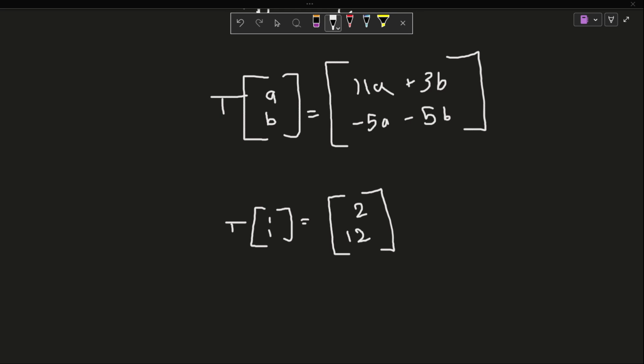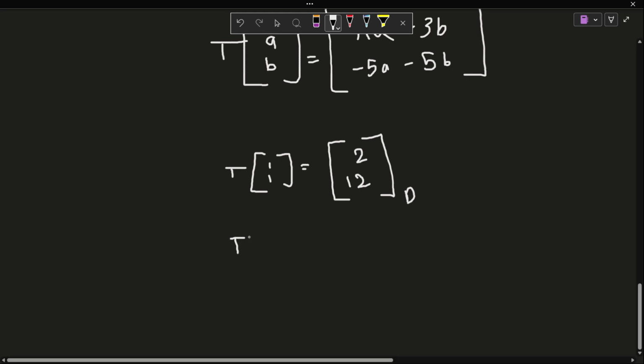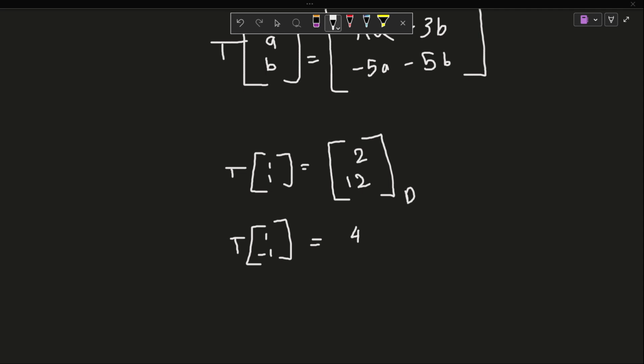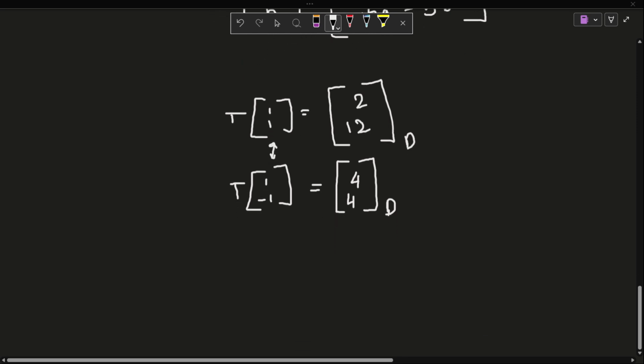Will it give you 212? Yeah, okay, it'll give you 212. And then if you take the other vector in our basis, well then you will get 4, 4 in terms of our basis D, which is these two vectors here. And so as you can see, this is different than what you might expect from just first glance.